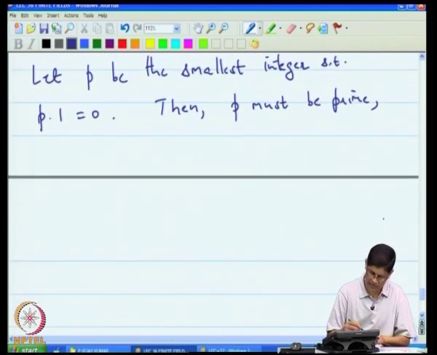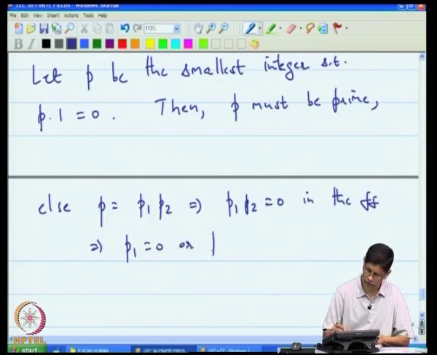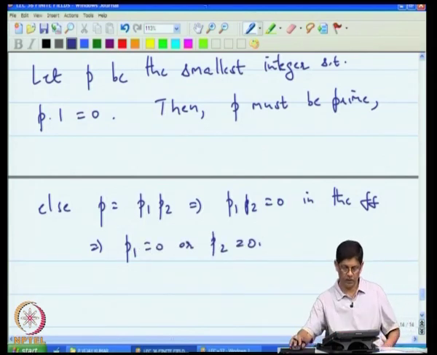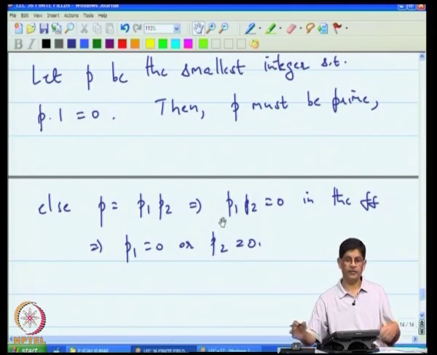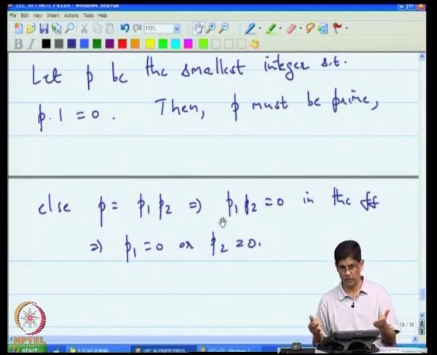Why? Because else, if not, p is p1 times p2 implies that p1 times p2 is equal to 0 in the finite field, but that forces p1 equal to 0 or p2 equal to 0. Okay, so because every integer which is not a prime can be factored into the product of two integers, each of which is less than p. So, for example, if p was 6, let us say, you could say that 3 times 2 was equal to 0, but then either 3 ones had to add to 0 or 2 ones had to add to 0. Okay.